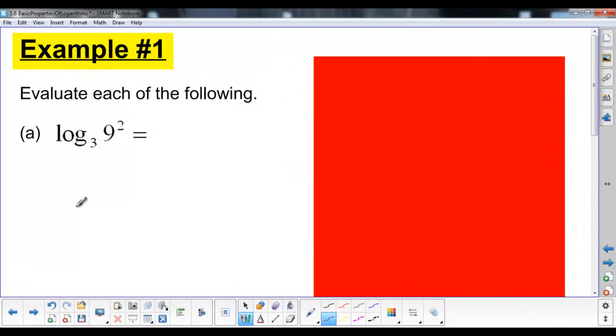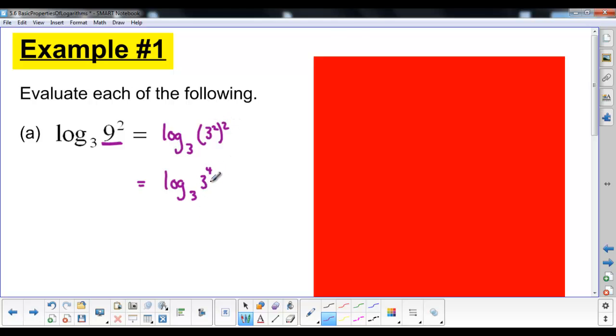The first one we'll evaluate is log of 9 squared base 3. In this case we're going to develop a rule. Because the log has base 3, I'm going to rewrite the argument as base 3. So 9 is really 3 squared, and that 9 is also squared. So this becomes log base 3, and the argument is now 3 to the power of 4.